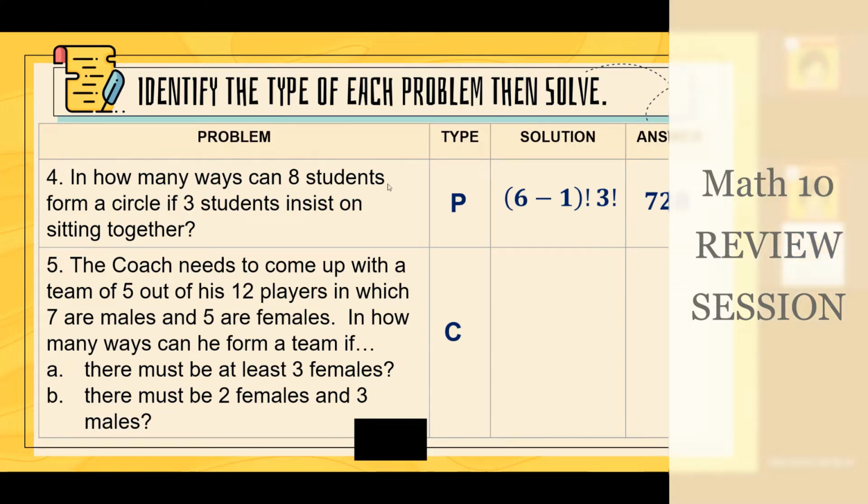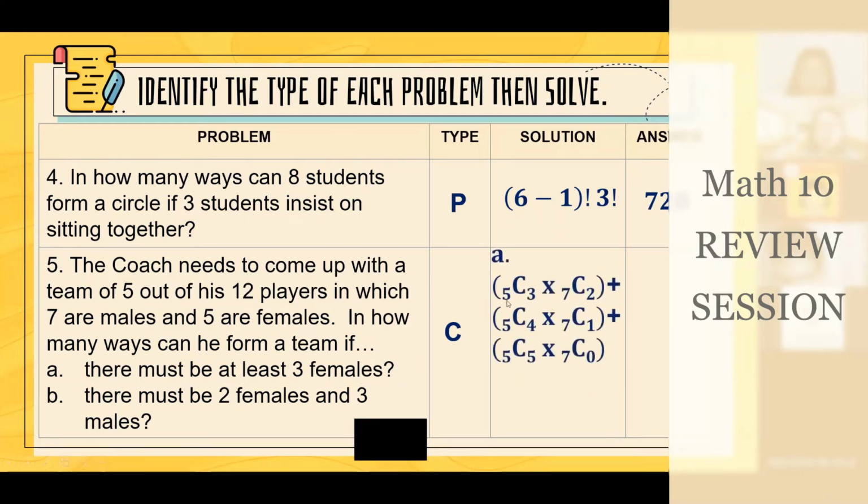Okay, wait, let me see. Aside from Diana. Okay, sige, Diana. Solution. What is your solution? 5C3 times 7C2 plus 5C4 times 7C1 plus 5C5 times 7C0. Okay, that's it. So for letter A, is this what you said, no?